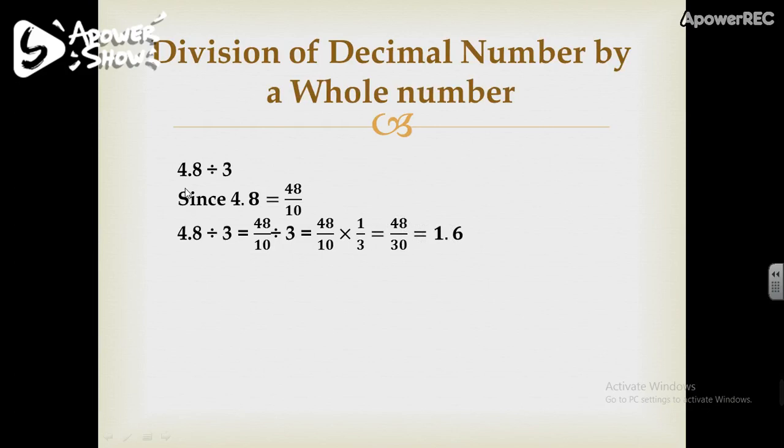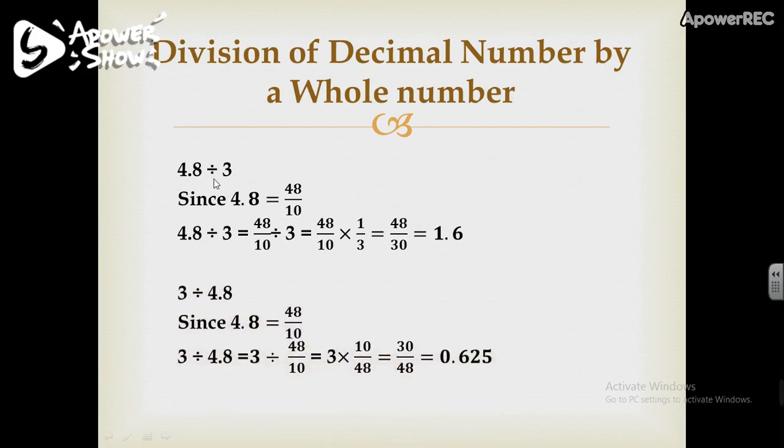Now I am dividing a whole number by a decimal number. So I am taking the same numbers, but now instead of dividing 4.8 by 3, I am going to divide 3 by 4.8. Now 4.8 equals 48 by 10. So 3 divided by 4.8 equals 3 divided by 48 by 10. Previously we learned that we have to take the reciprocal of the second number.